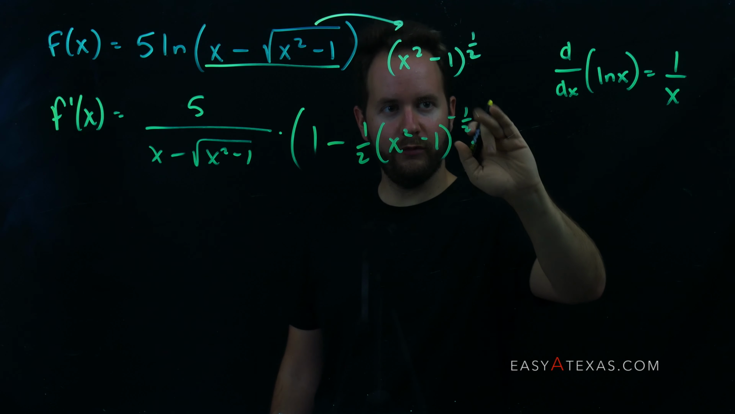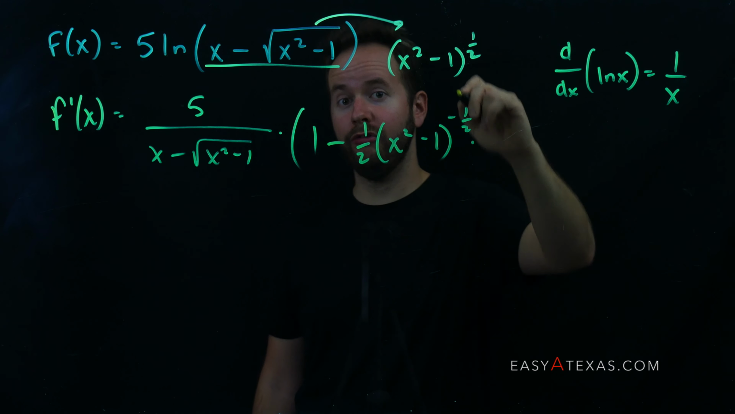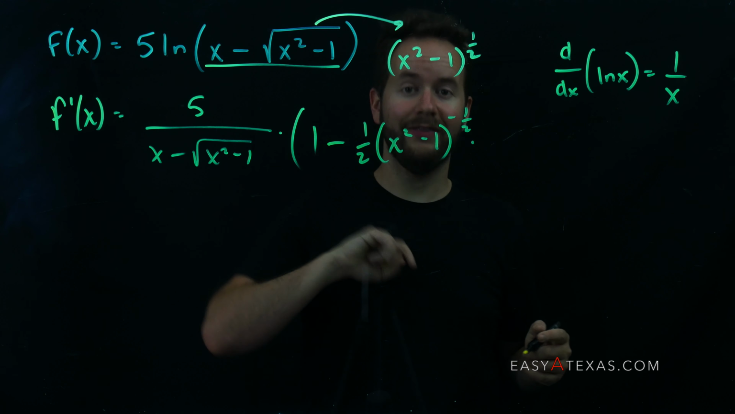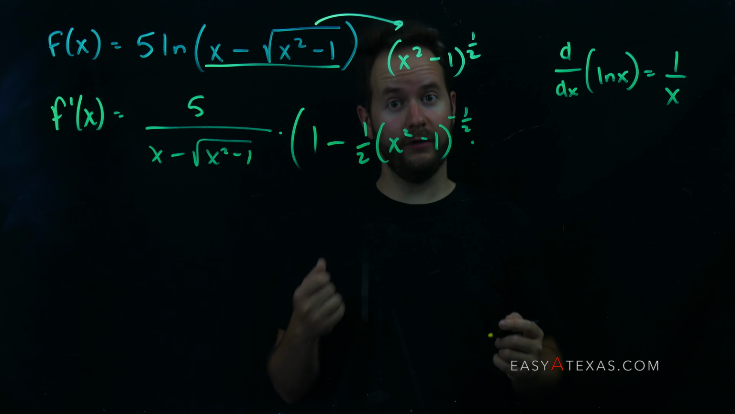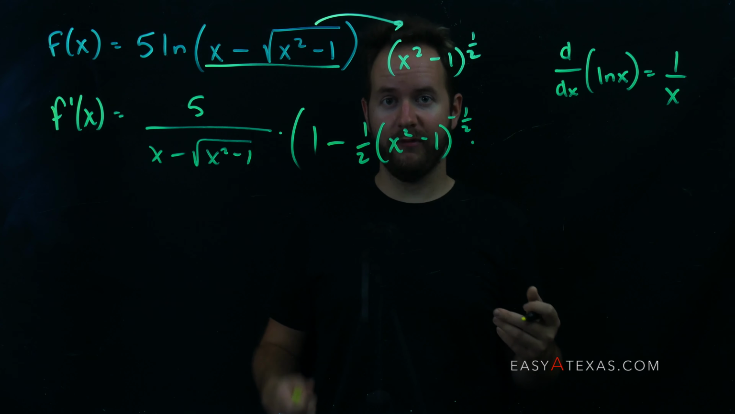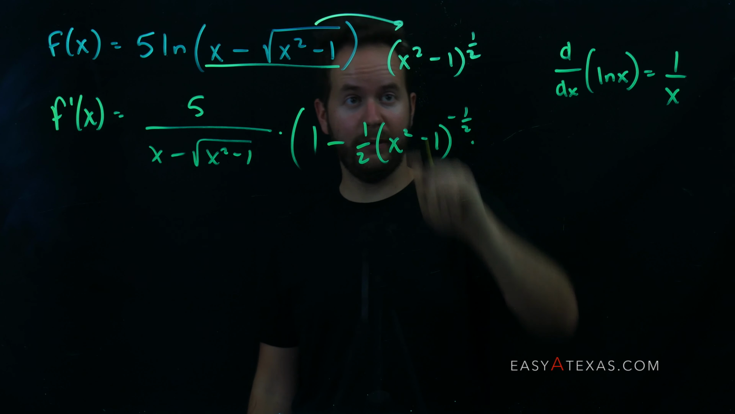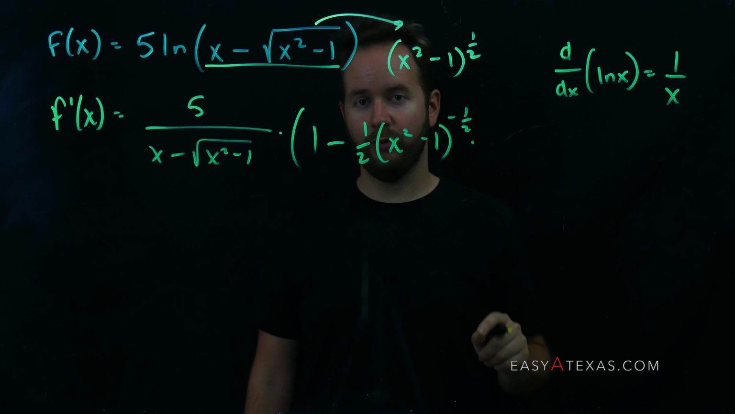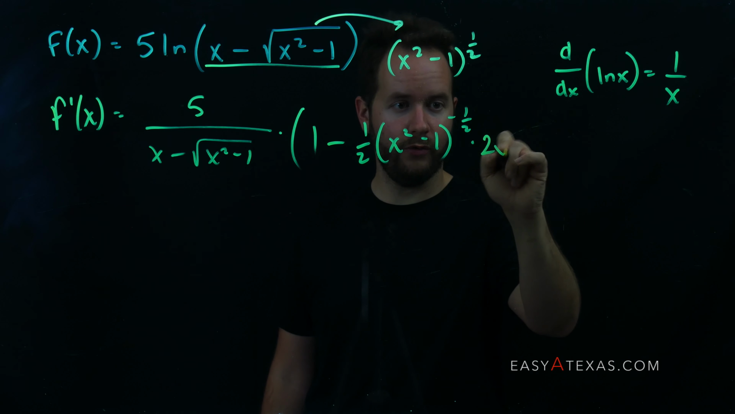And there's more chain rule to consider. Actually, I was about to close the parentheses there, but there's still something else. What's inside the square root? Is there something inside this parentheses that needs to be taken care of? Yes, there is. Chain rule says every time you take the derivative of a function, you multiply by the derivative of the inside function. What's inside this parentheses is x squared minus 1. The derivative of x squared minus 1 is 2x.